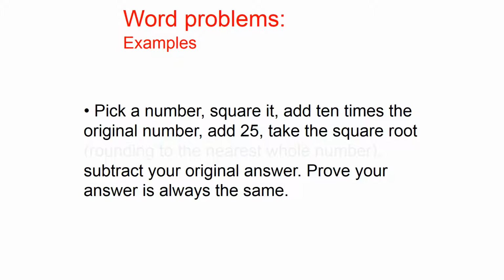So you can pick a number. We can square it, and then you add 10 times the number. 10 times the number would be 30, so you get 39. Then you add 25, and you get 64. Take the square root of that, 8. And then you take away the original number, which was 3, and you get 5. You'll get 5 every time.